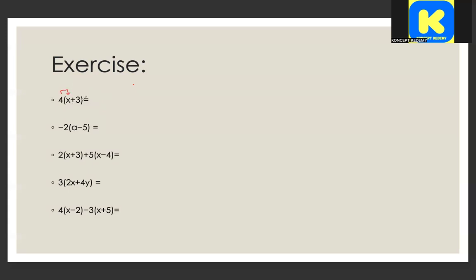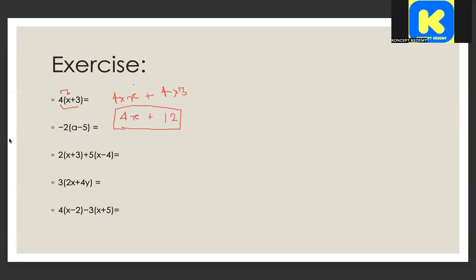4 into x, plus this 4 into 3. Now 4 into x will become 4x. The plus sign will come as it is, and 4 threes are 12. So 4x plus 12 is the final answer of this question. Now we have removed all the brackets, so it's already expanded, and we expanded this algebraic expression by using the distributive law or distributive property, whatever you want to call it.